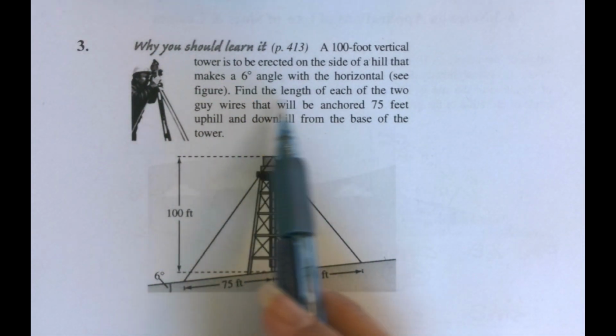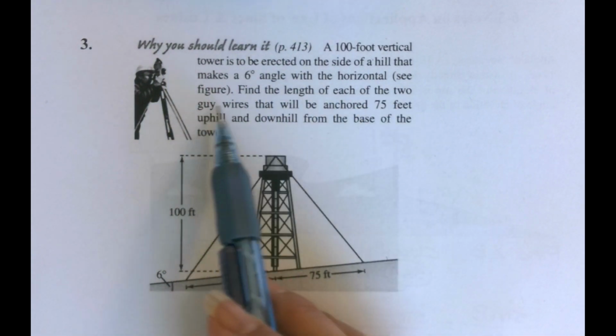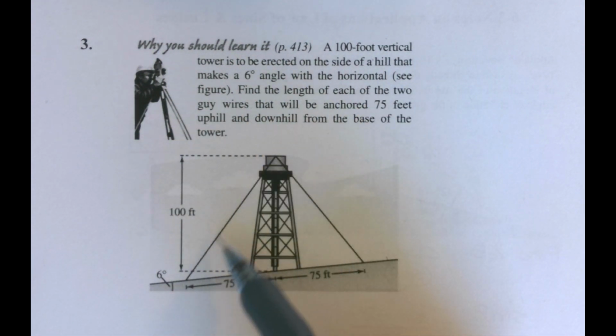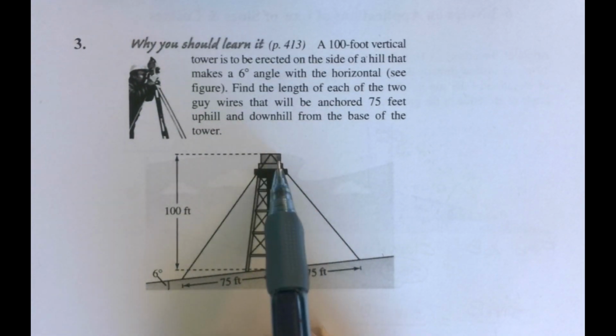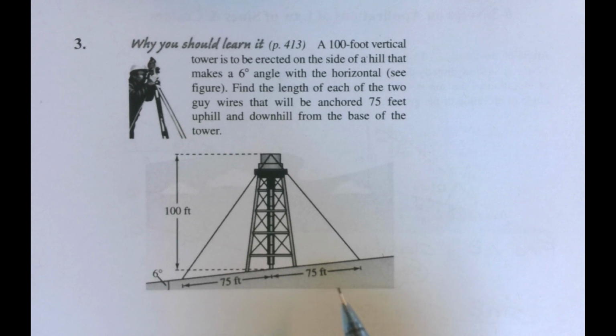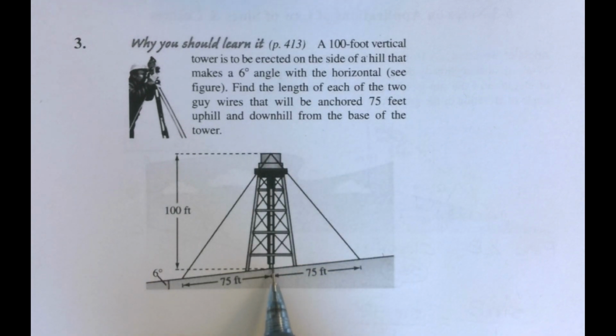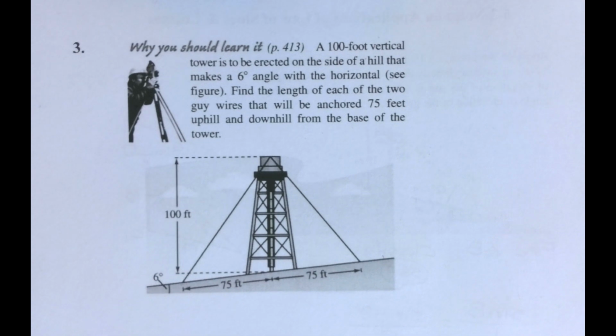Find the length of each of the two guy wires. These are guy wires right here. That's a guy wire, and that's a guy wire. They also told us that from the bottom of this tower to the guy wire on each side, they both are the same length of 75 feet. So they're going to want us to split this diagram into two oblique triangles.